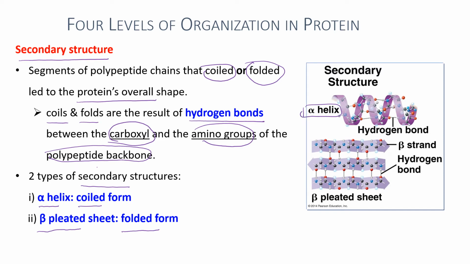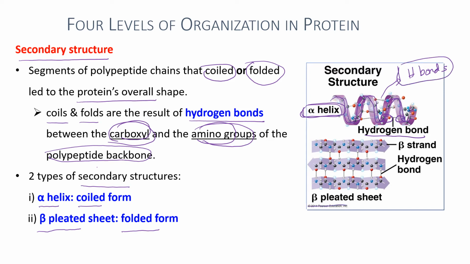So let's look at the alpha helix structure. The polypeptide chain will be coiled into a helical structure. This helical structure is held together by hydrogen bonds that are formed between the carboxyl group and amino group along the backbone of the polypeptide chain. So the alpha helix structure is held together by hydrogen bonds.